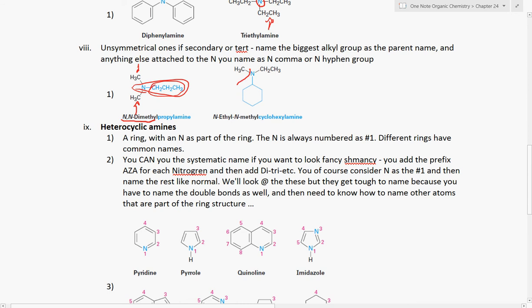Here your biggest alkyl group is your cyclohexylamine. And then the N-ethyl, N-methyl tells you what's attached to the nitrogen. N-ethyl N-methyl. Oh, I did that backwards.